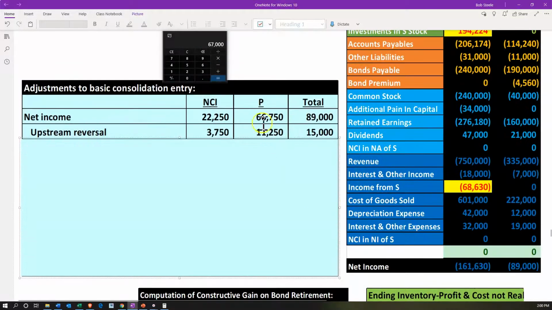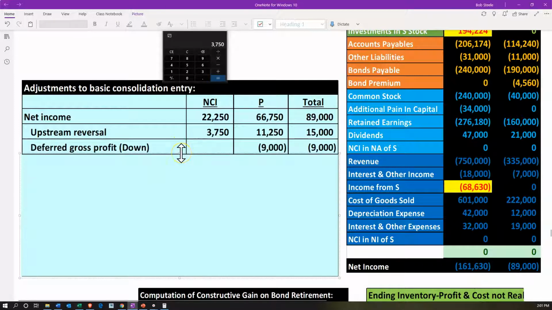So then we're going to be breaking that out in the 75, 25. So we'll pick up that 15,000 times the 0.75. That's going to be the 11,250. That same 15,000 times the 0.25 will give us that 3,750.